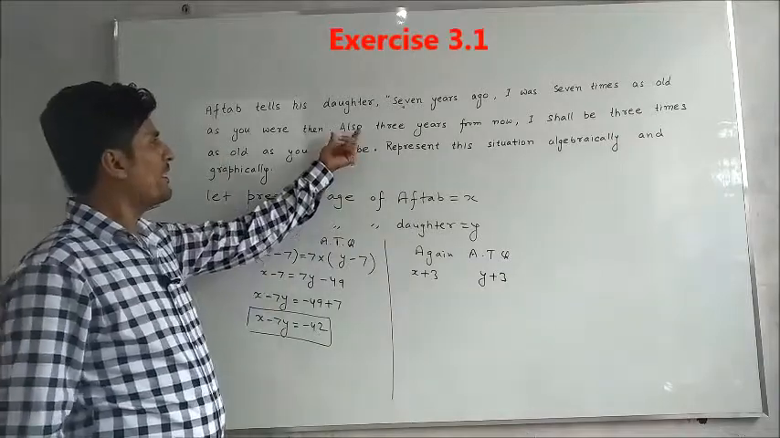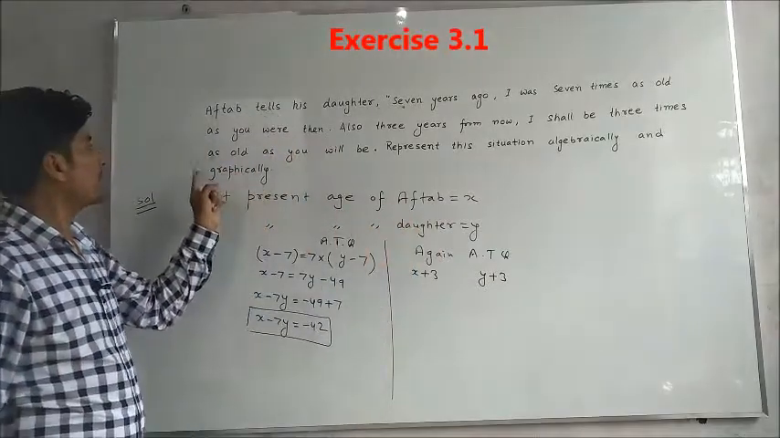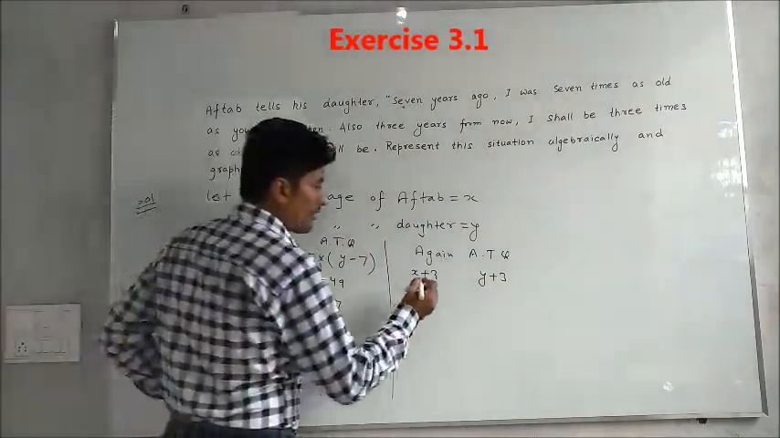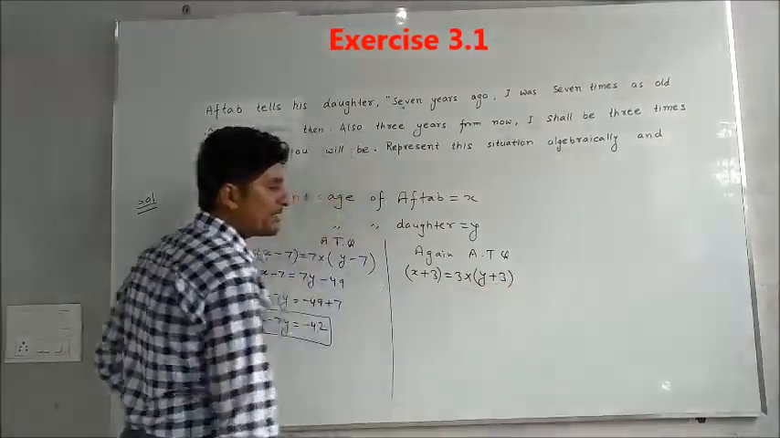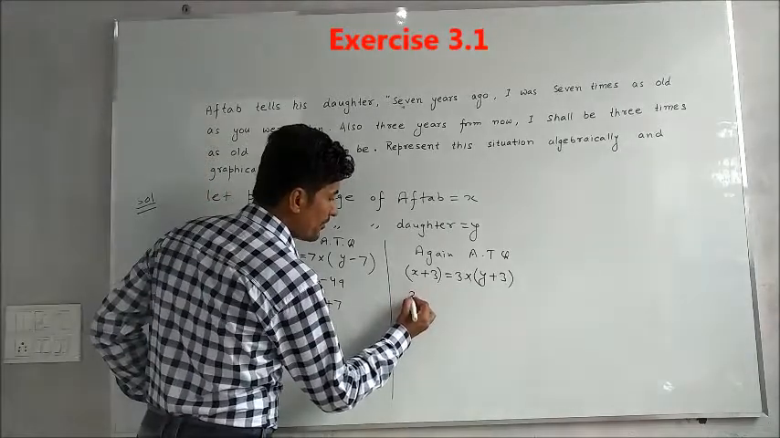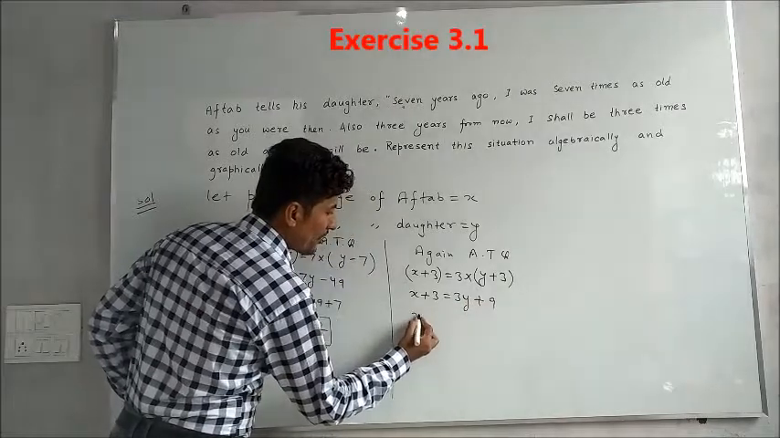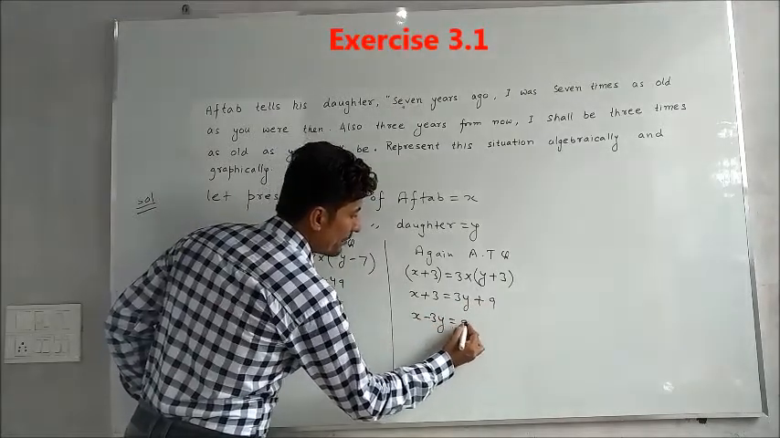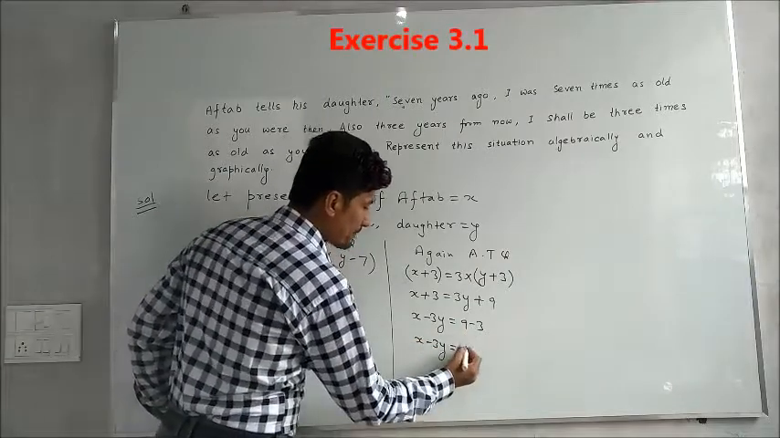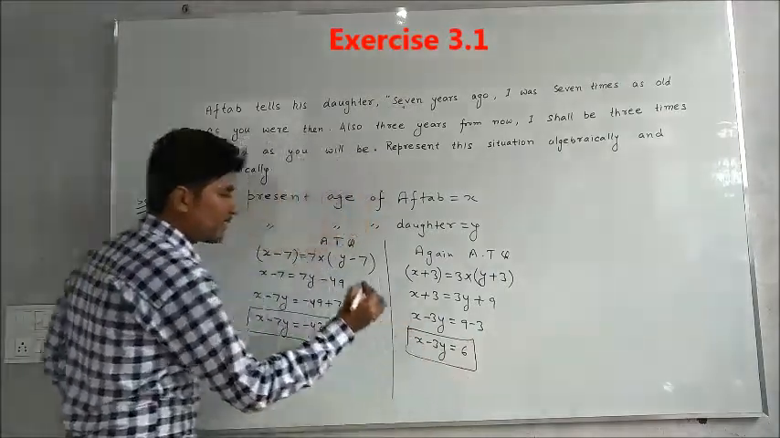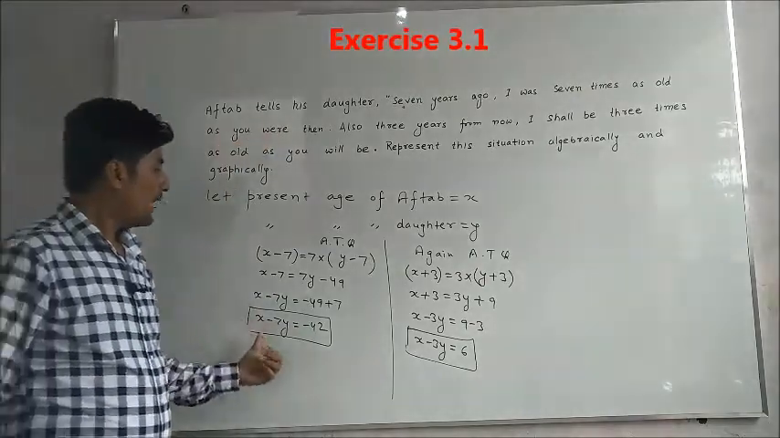Now let us see the line again. Also, 3 years from now, the age of Aftab shall be 3 times as old as his daughter. So the age of Aftab will be equal to 3 times the age of his daughter. Now we can solve this equation also. X plus 3 equals 3y plus 9, or X minus 3y equals 9 minus 3. X minus 3y equals 6. Now we got the second equation also. Now we have represented the given situation algebraically.